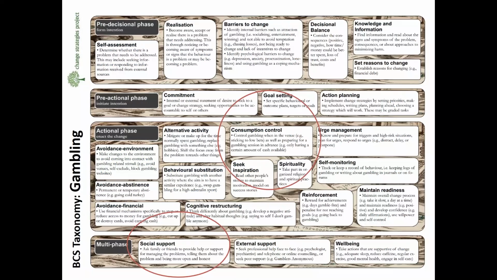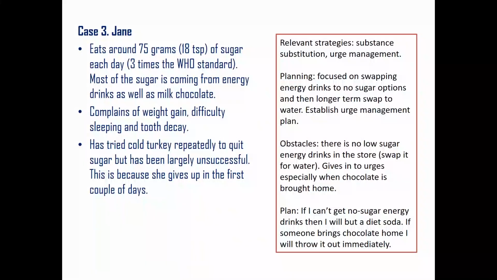So lastly, we have Jane, and I thought I would talk about the set of guidelines that we're working on right now, which is around sugar. Jane eats and drinks around 75 grams or 18 teaspoons of sugar each day. That's 3 times the WHO standard. Most of the sugar is coming from energy drinks, so one large energy drink is almost all of that, and milk chocolate. And she complains of weight gain, difficulty sleeping, and tooth decay.